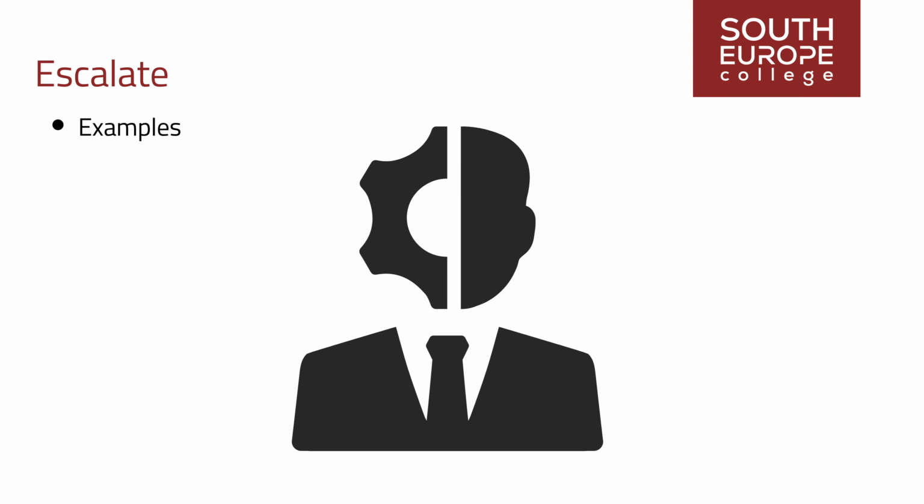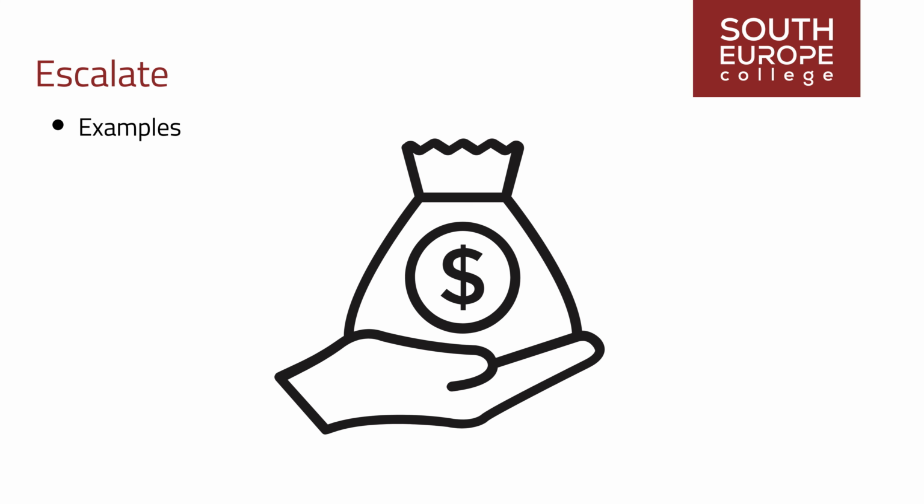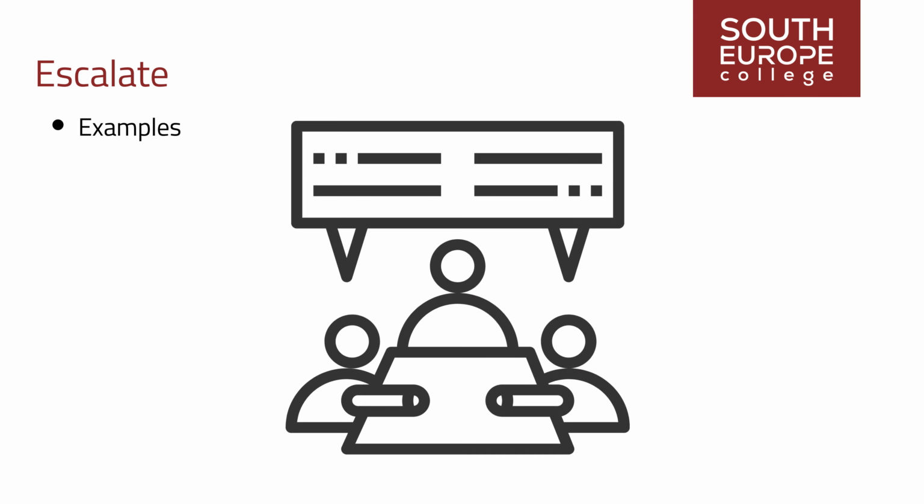In a software development project, technical challenges beyond the team's expertise prompt escalation to senior technical experts for guidance and support. Example 2. A construction project facing budget overruns escalates the issue to executive management for strategic decisions on budget reallocation or additional funding. Example 3.